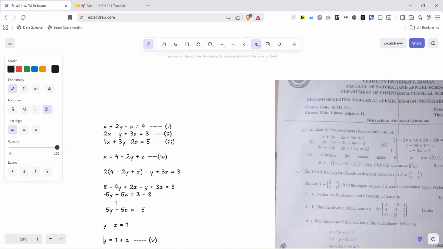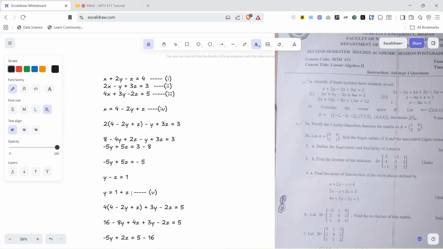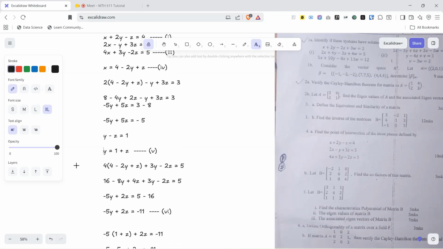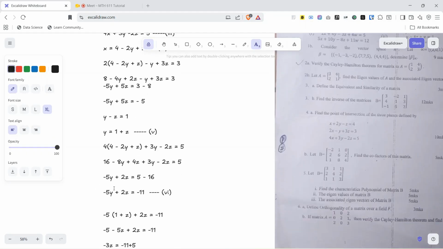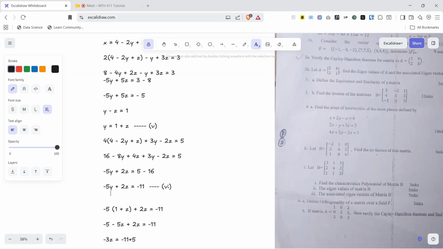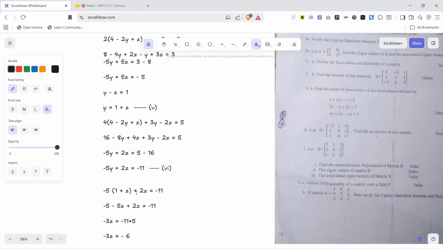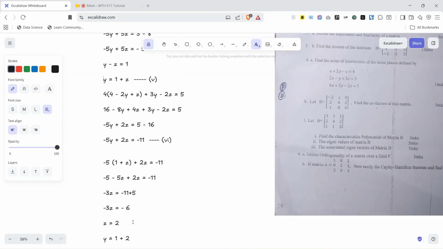We got equation 5, which we have here, y equals 1 plus z. We plug in x into 3, and then we arrived at this equation 6. Now that we got this 6, since we already know our y to be equal to 1 plus z, we can use this to get z here. So we plug the y that we have in 5 into 6. That gives us minus 5 into 1 plus z, since that is our y now. So now we are able to get our z, which makes z equal to 2.